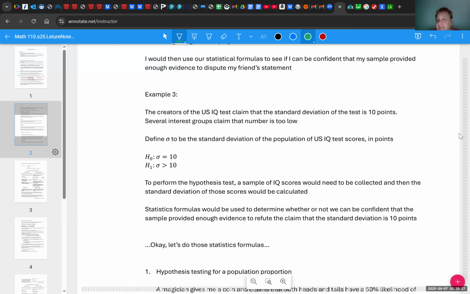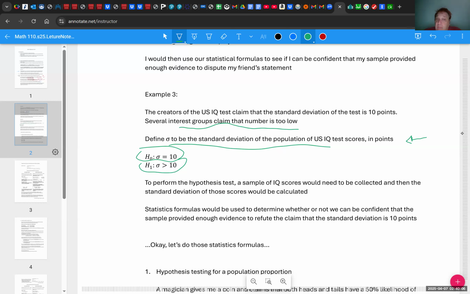All right, so we define our variable. For a population standard deviation, they use the Greek letter sigma. So we define sigma to be the standard deviation of the IQ scores, and our null hypothesis always uses the equal sign. So our null hypothesis is that the population standard deviation is 10, as they claimed. And the alternative hypothesis, remember, interest groups claim the number is too low, so the alternative would be that it's bigger than 10. My alternative, H1, is that the standard deviation of the population is larger than 10.